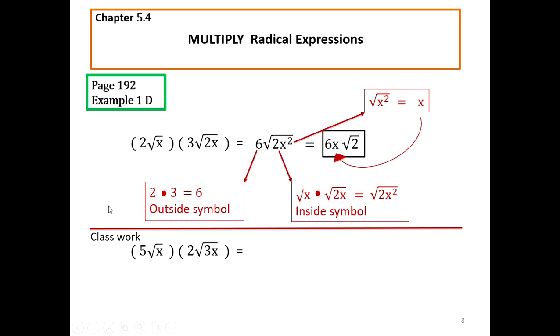Going on to another one. 5 times 2 is 10. Square root of x times 3x is 3x squared. And notice the square root of x squared, 2 into 2 is 1, that comes out. We're going to have 10x square root of 3. This x came out here to multiply the 10. Remember, when you take something out, it multiplies.